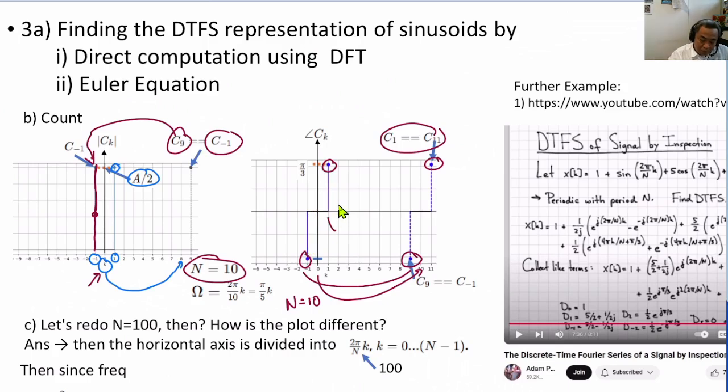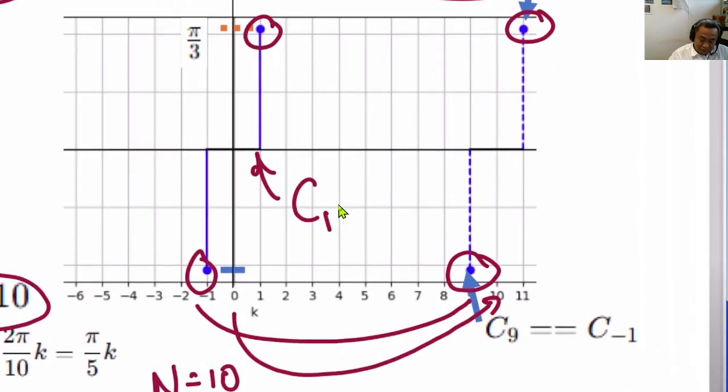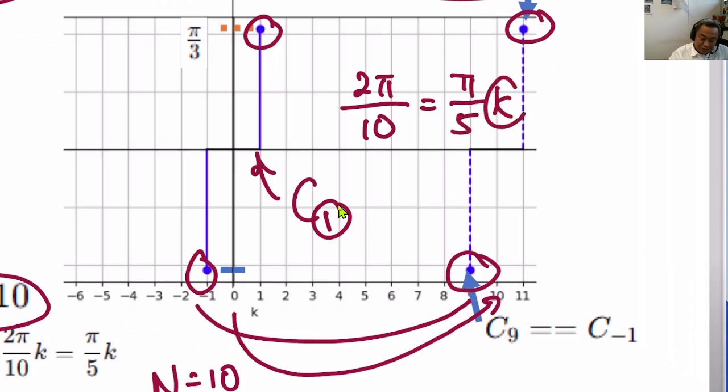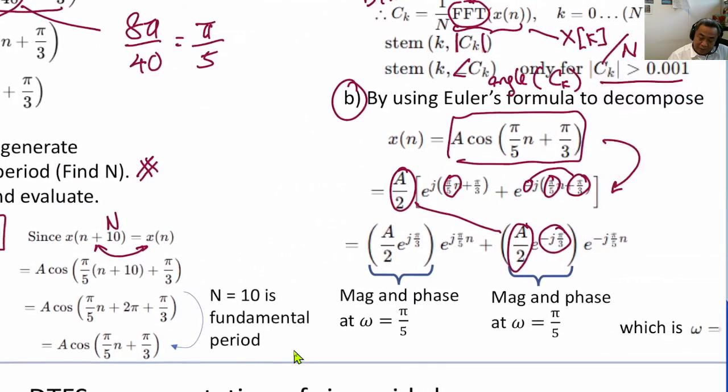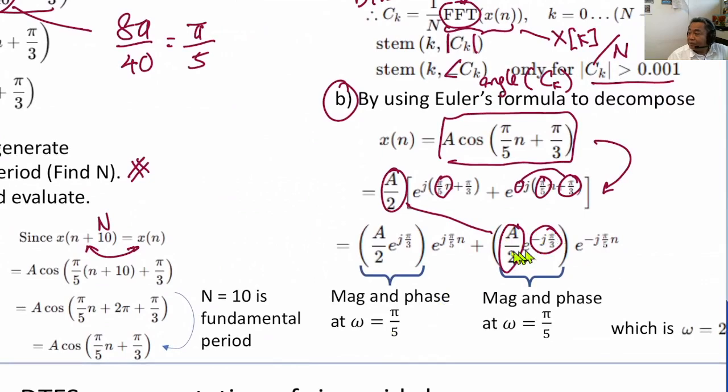Why is it k equals 1? Remember, we are dividing 2 pi over 10, so this is pi over 5 times k. So the signal is pi over 5. Therefore, we only need to choose k equals 1 to achieve the pi over 5 angular frequency for this cosine. Hence, k equals 1 is the interesting point. And what about k equals minus 1? There, at minus pi over 5 is k equals minus 1. This is the magnitude and this is the phase.